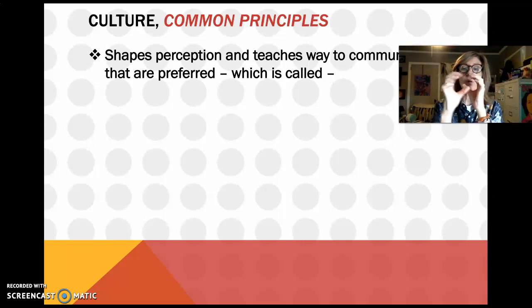Have you ever had a camera where you could change the lens? You could have a wide angle lens, a narrow lens, a long lens, right? Culture acts like a lens. It makes us focus on certain things and not focus on other things.